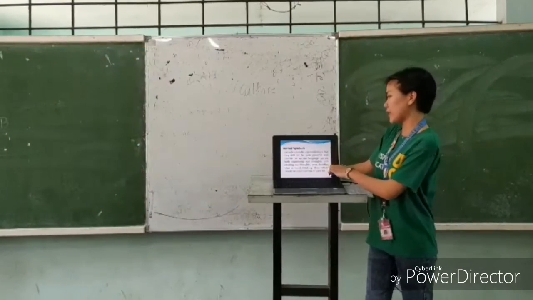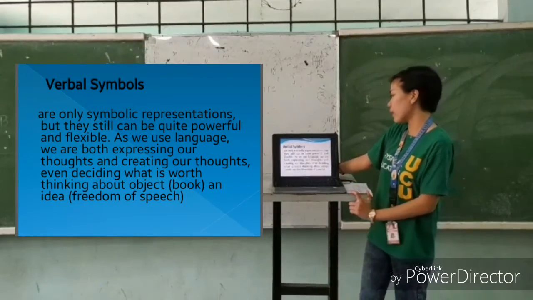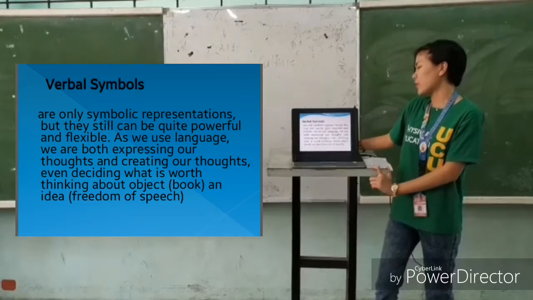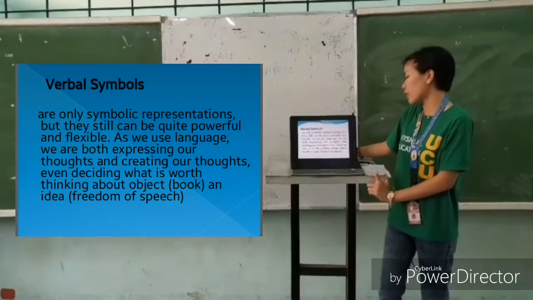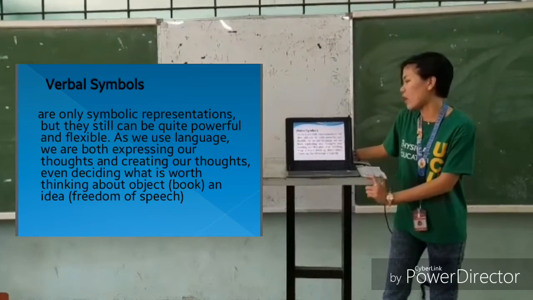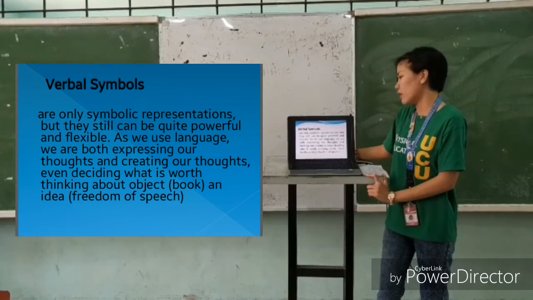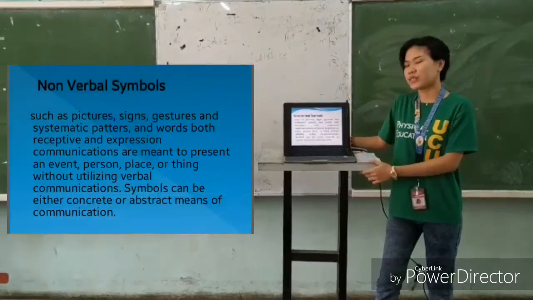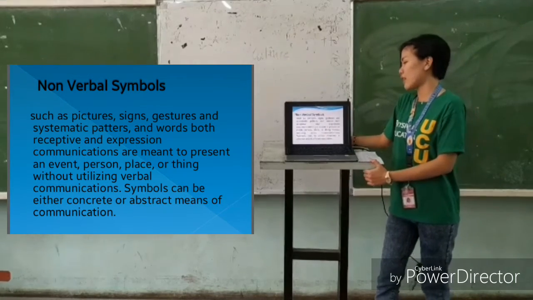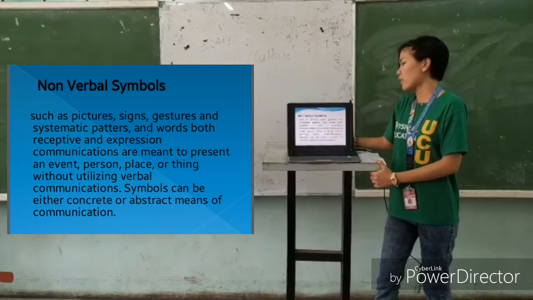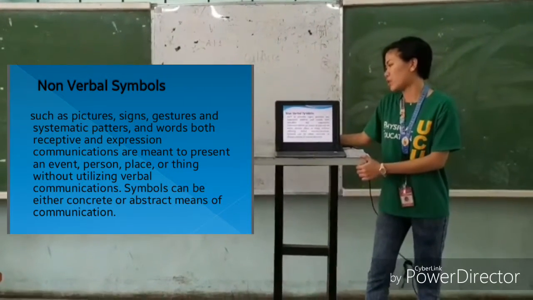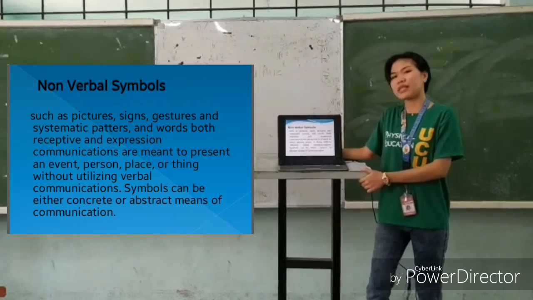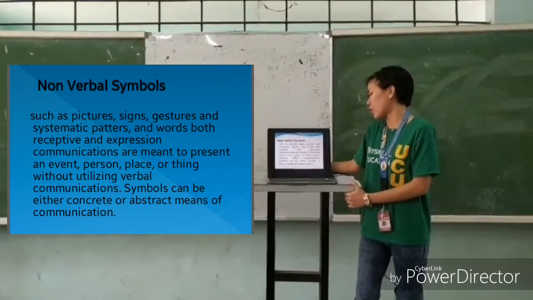Then, verbal symbols. Verbal symbols are only symbolic representations, but they can still be quite powerful and flexible. As we use language, we are both expressing our thoughts and creating our thoughts, even deciding what is worth thinking about. An example of an object is a book, and an example of an idea is freedom of speech. Then the non-verbal symbols are such as pictures, signs, gestures, and systematic patterns, and words, both receptive and expressive.